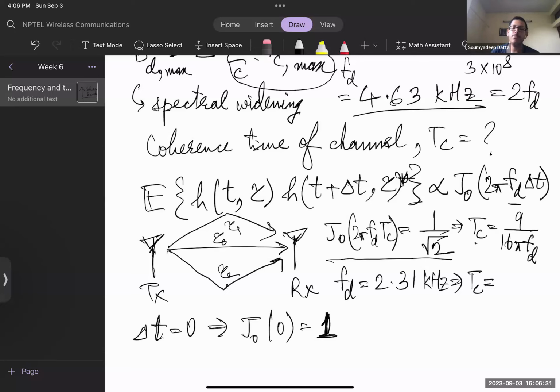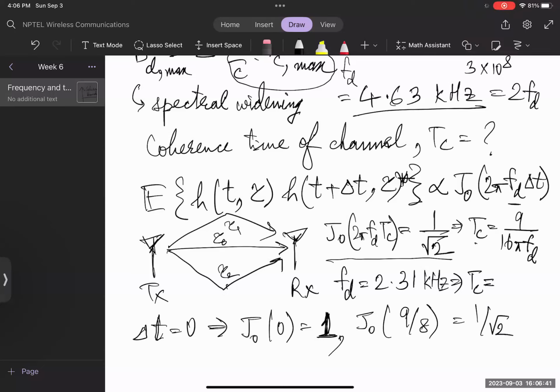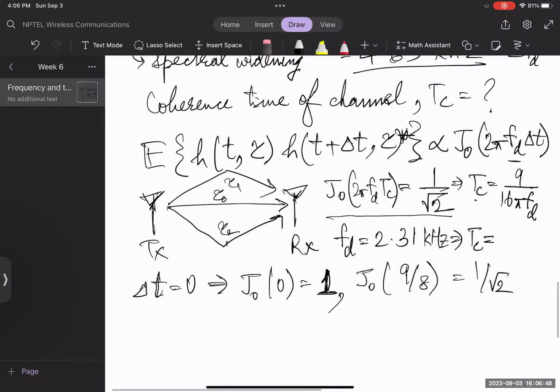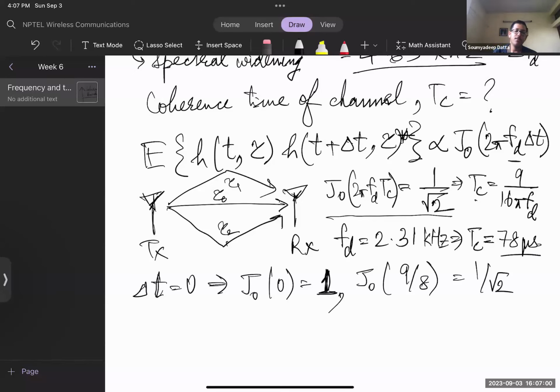So at this value, 9 by 8, J0 of 9 by 8 is equal to 1 by root 2. Solving for that, you can get this value of TC. I think I'm getting something like 78 microseconds. What others can confirm. It's simple calculations.